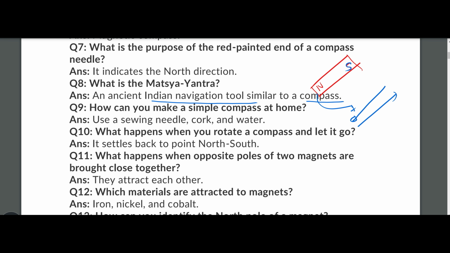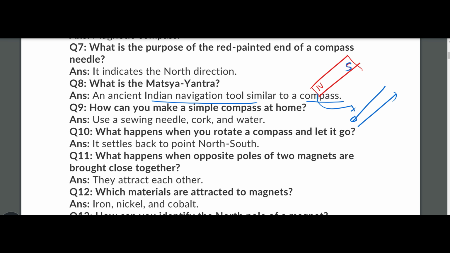Okay. What happens when you rotate a compass and let it go? It settles back to point north-south. So when you leave the compass like that, it will show the north and south direction.